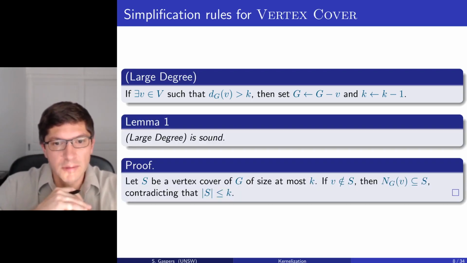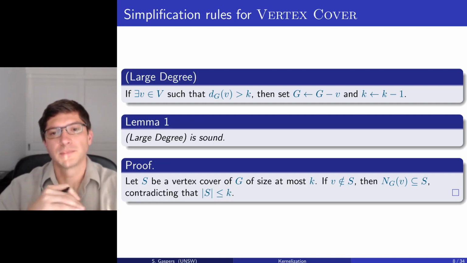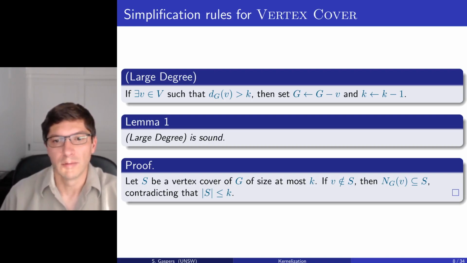Why is this rule sound? Well, if we have a vertex cover S of size at most K, and V is not in S, then the neighborhood of V must be in S. And this contradicts that the size of S is at most K, because V has more than K neighbors. So we would exceed our budget if we did not add V to our vertex cover, and that's why it's an optimal choice to add V.